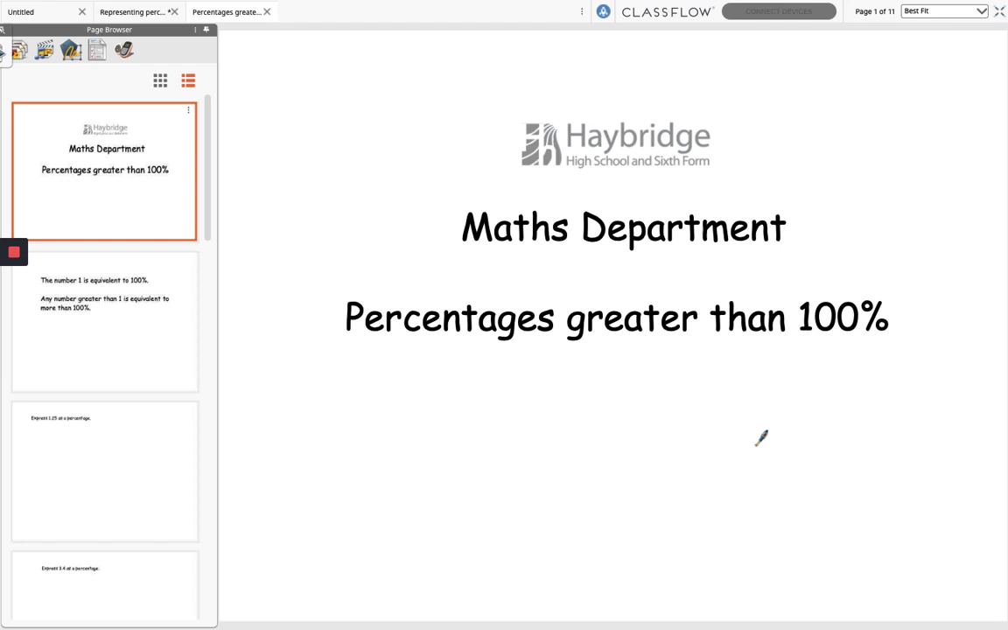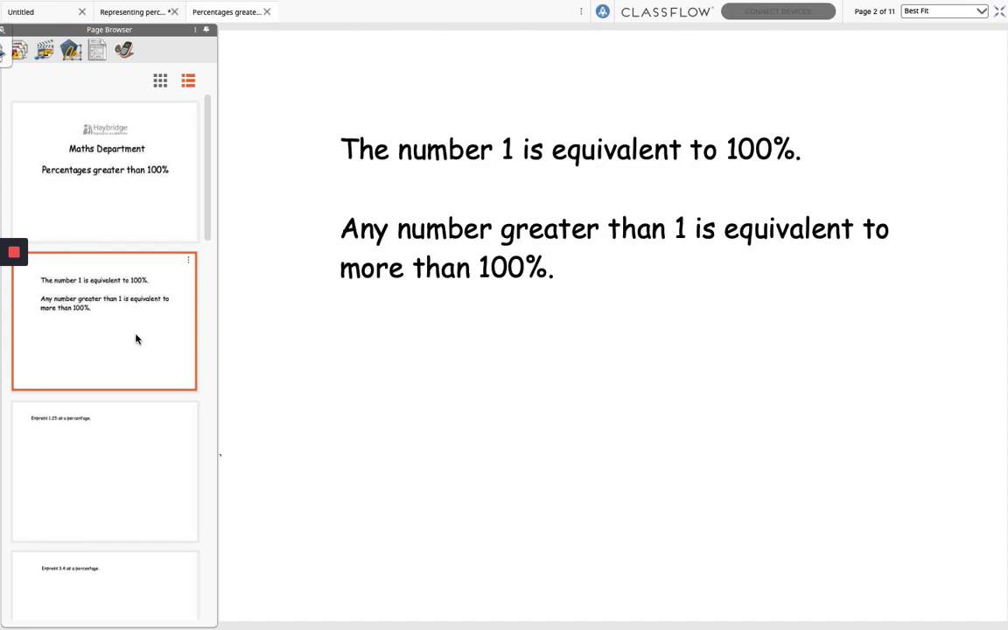This video is about percentages greater than 100%. To convert a decimal to a percentage, we multiply it by 100. This means that the number 1 is equivalent to 100% because 1 times 100 equals 100. Any number greater than 1 is equivalent to more than 100%.